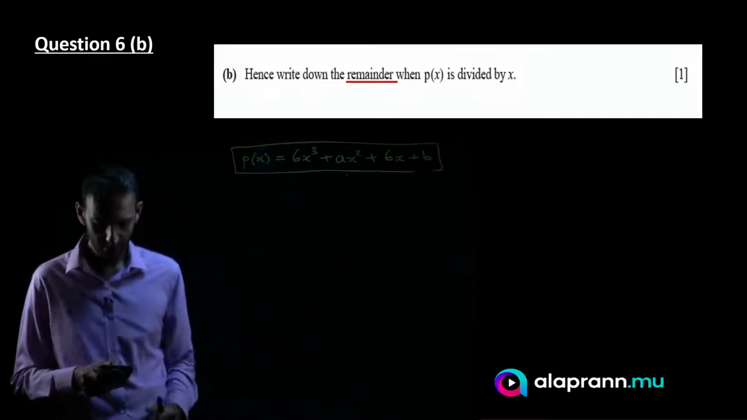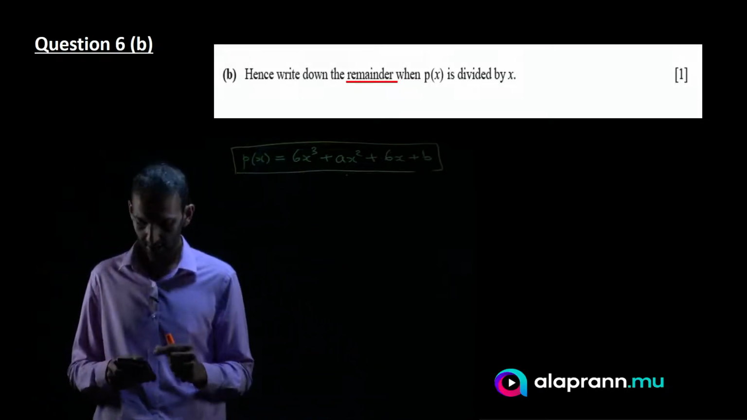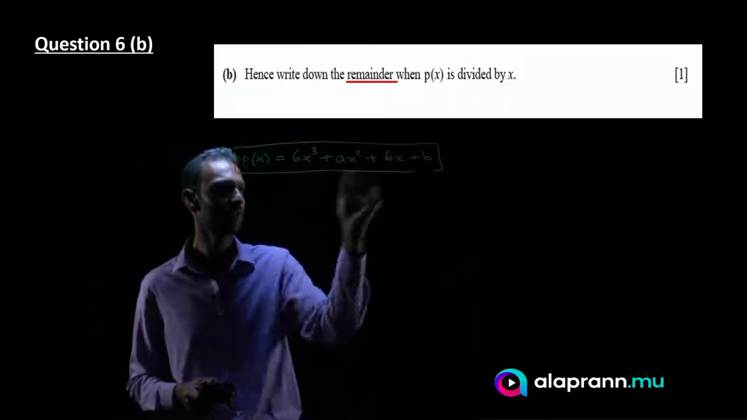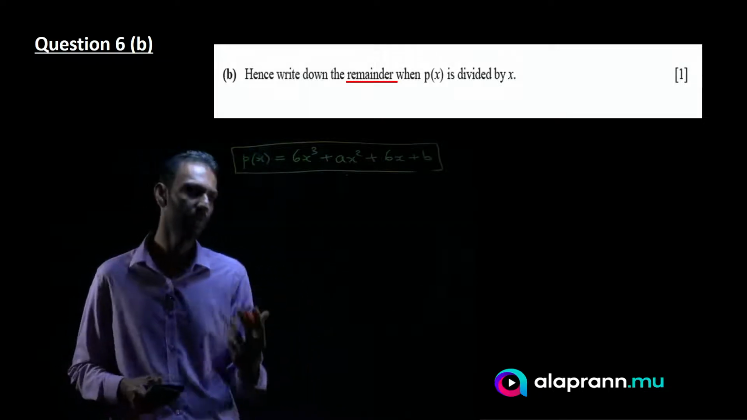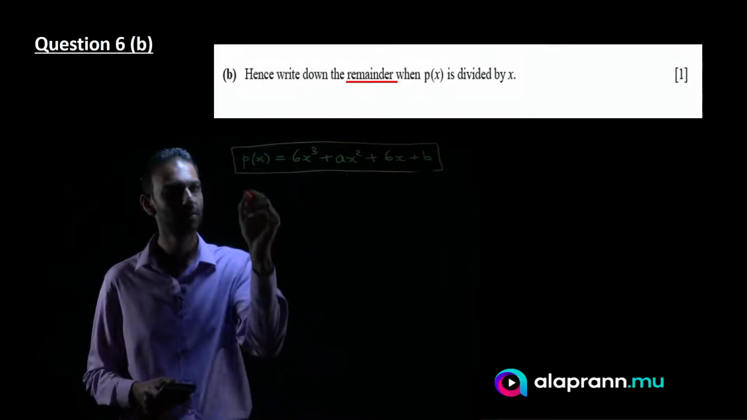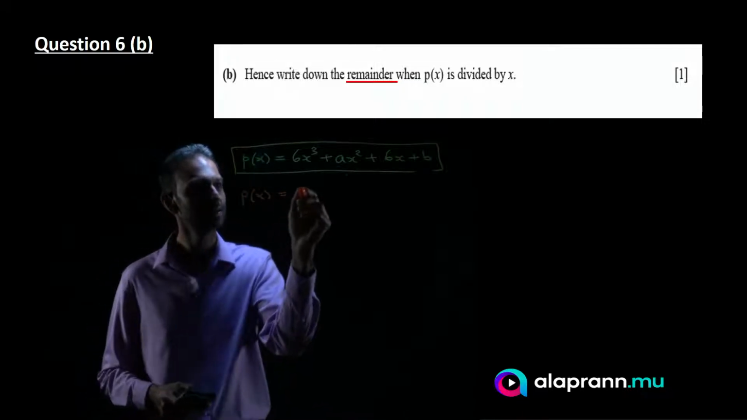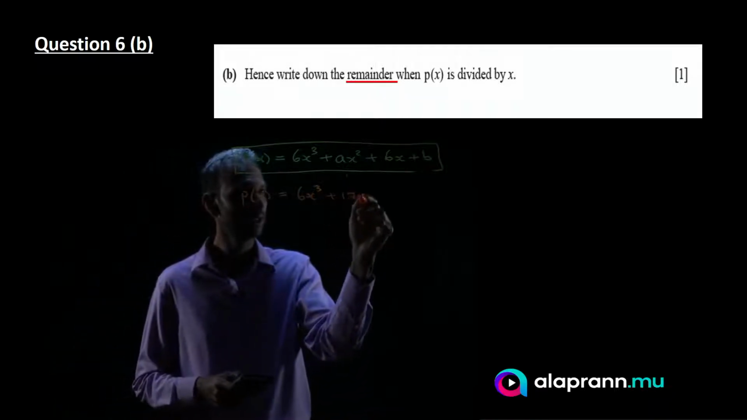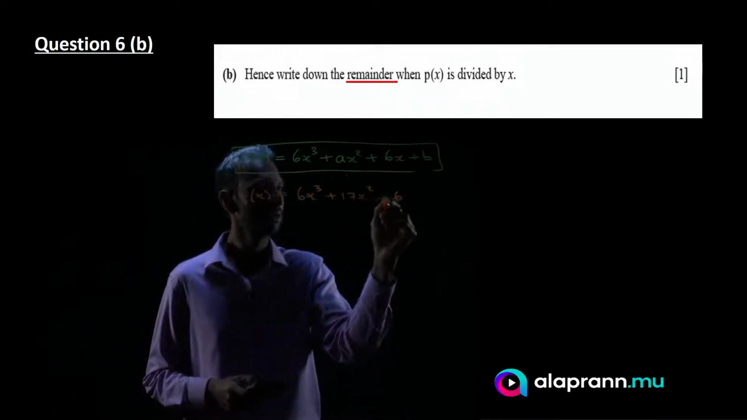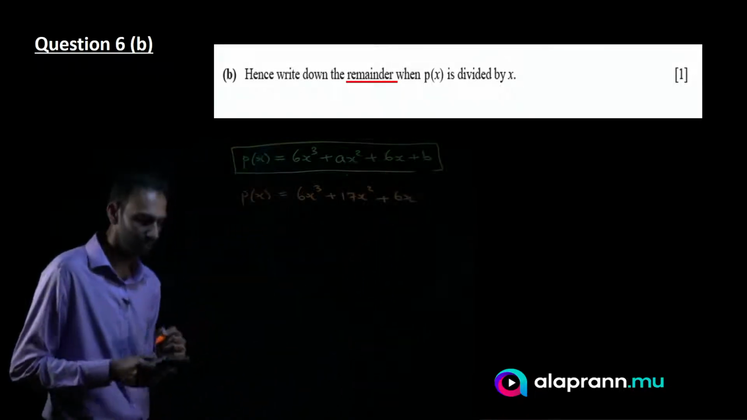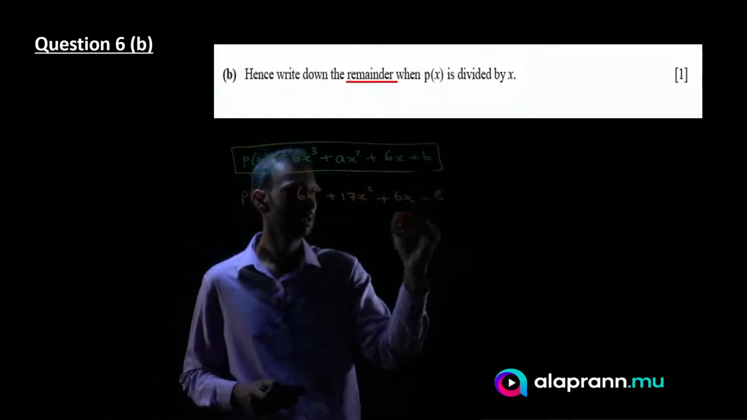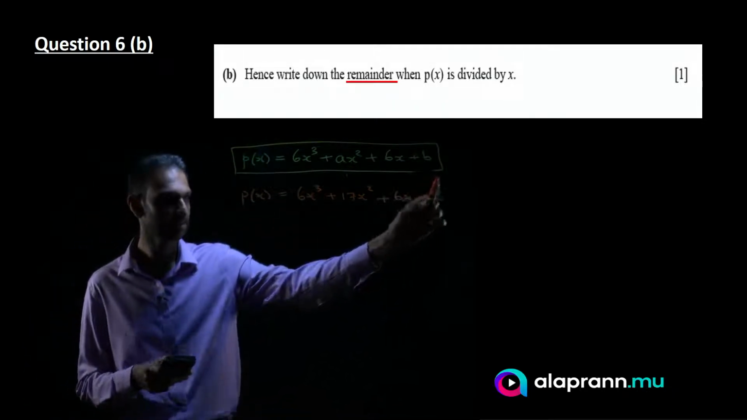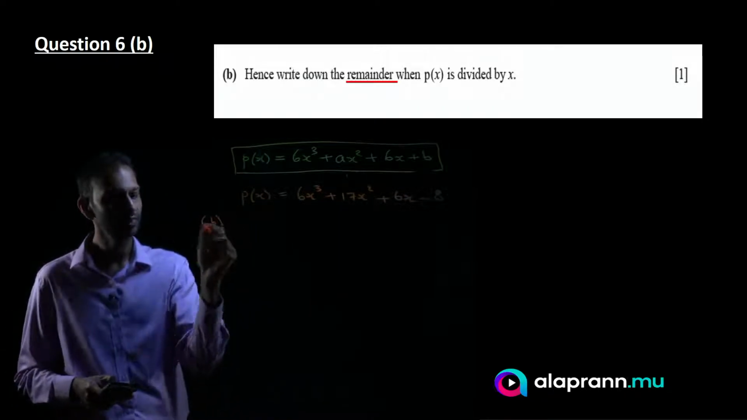Okay, now question number 6b. Before we continue, let us plug in the values of a and b, otherwise we will be confused and it will be difficult to solve the problem. So p(x) is equal to 6x cubed. For the value of a, it was 17x squared plus 6x, and for the value of b, it was minus 8. So let's double check: 6x cubed plus 17x squared plus 6x minus 8.